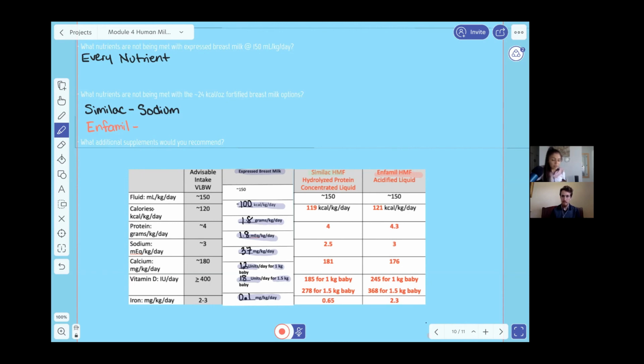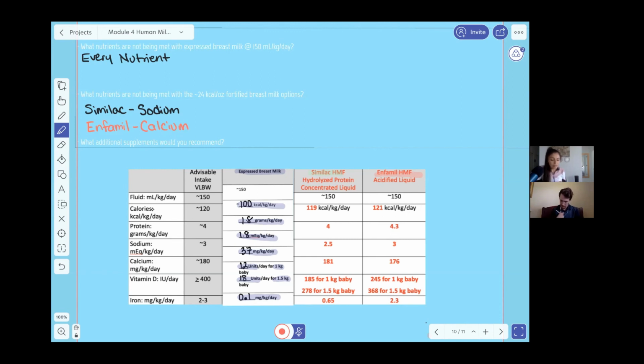With calcium, our advisable intake is 180 milligrams per kilogram per day, approximately. With Similac, we're getting 181 milligrams, while with Enfamil, we're getting 176. So this is kind of reversed. Similac is meeting the guidelines. However, Enfamil is lacking in calcium. So the calcium needs for Enfamil is not being met.